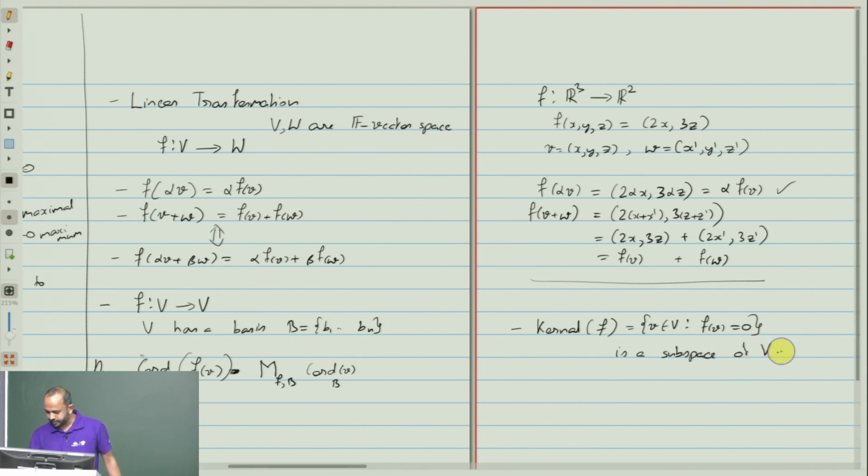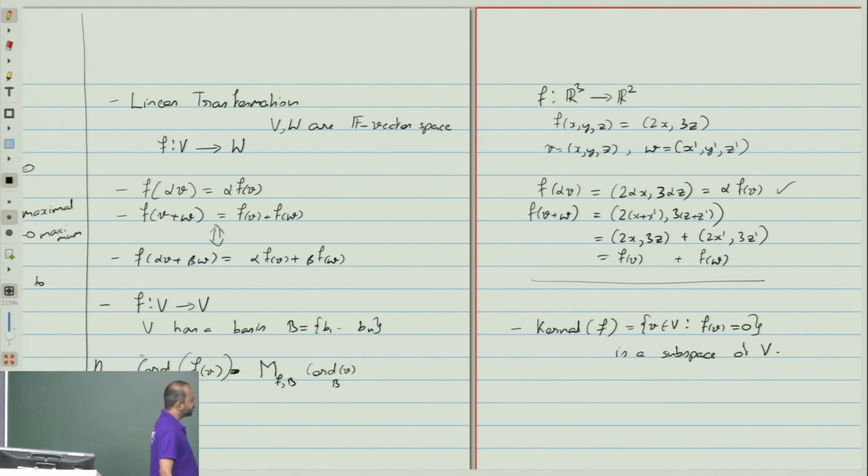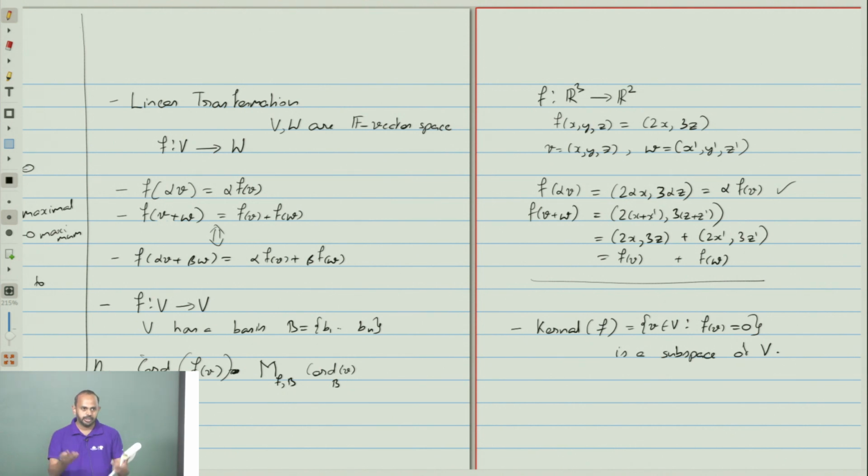Take v and w as... So, how do you verify something is a subspace? Take some vectors there, take a linear combination, check if it all belongs to the same set. So, suppose you have two vectors in the kernel, v and w. That means f of v and f of w are equal to 0. That is the definition of kernel. v and w belong to the kernel, meaning f of v has to be 0, f of w has to be 0. Now, I take alpha times v plus beta times w.